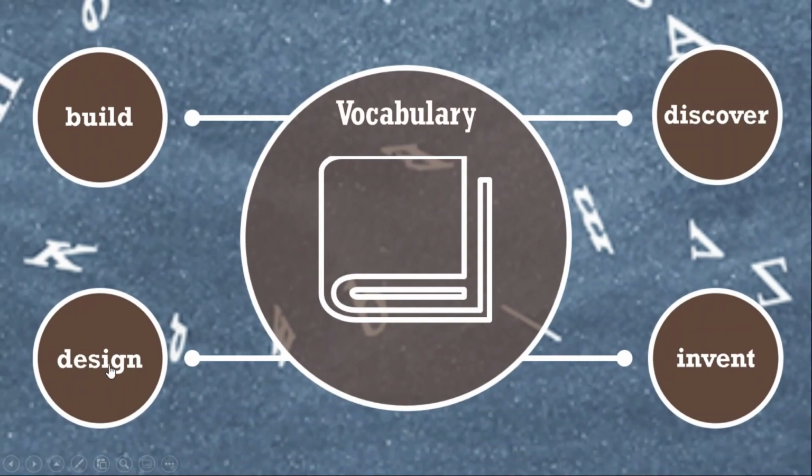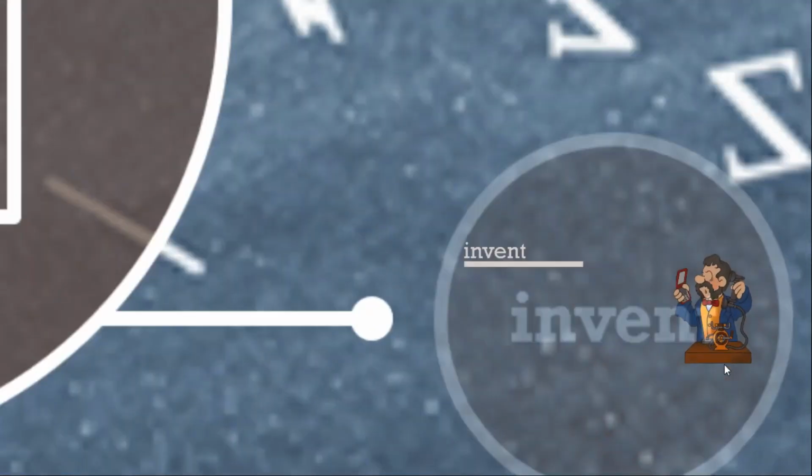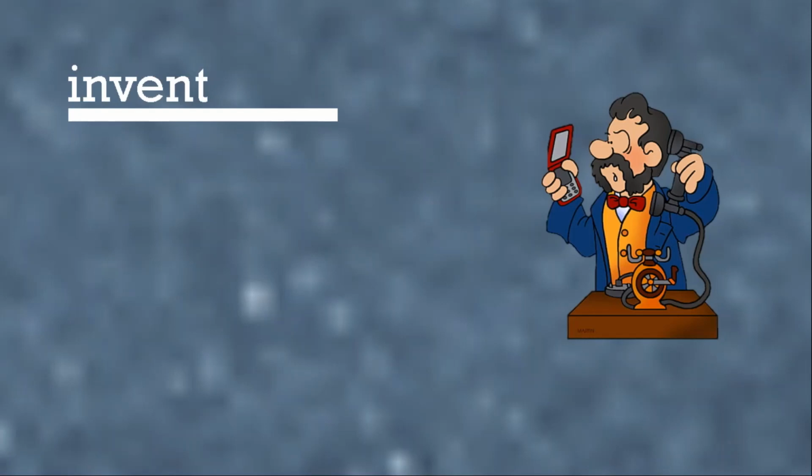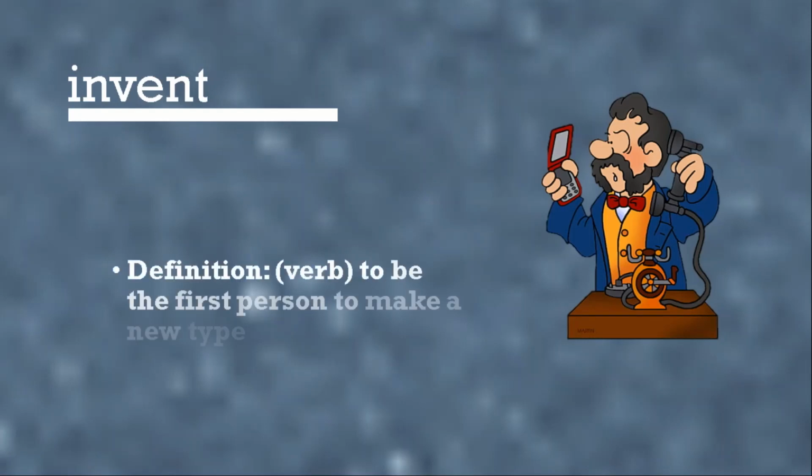So we have build, design, discover, and also we have invent. The definition of the word invent is to be the first person to make a new type of thing. Okay, there are different kinds of invention in this world. We have telephone, we have computer. These are inventions. We have cars, and we have air conditioner, fans, and television sets.